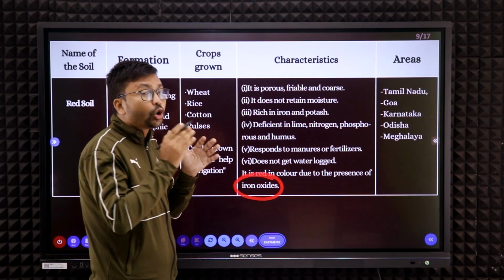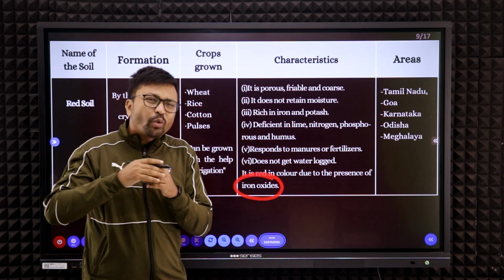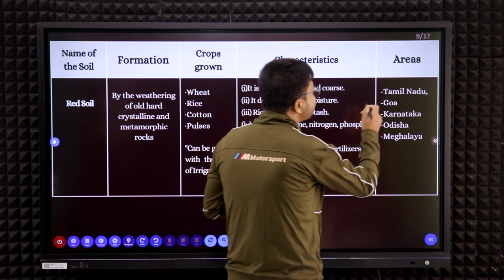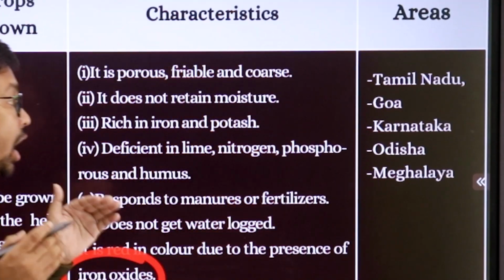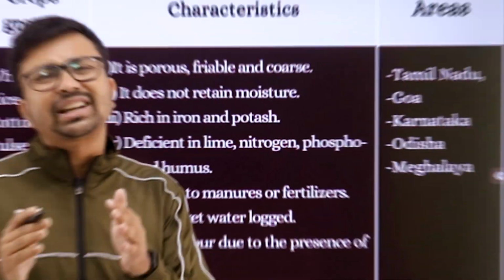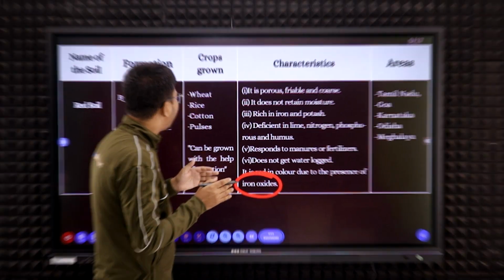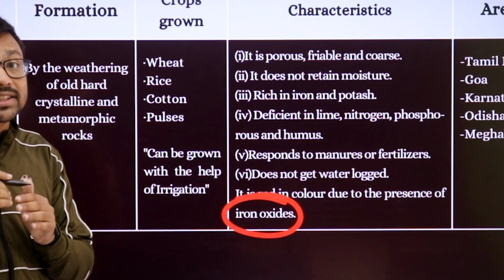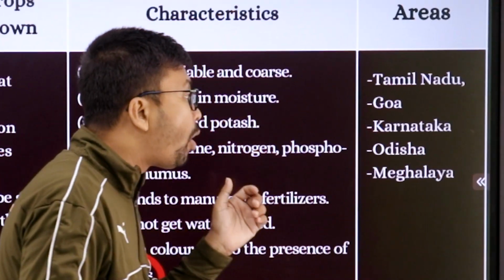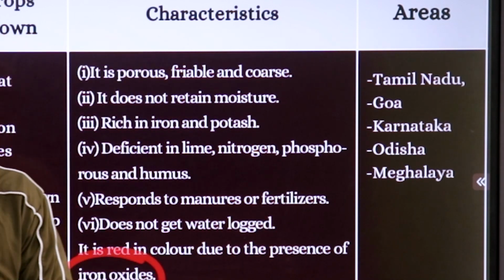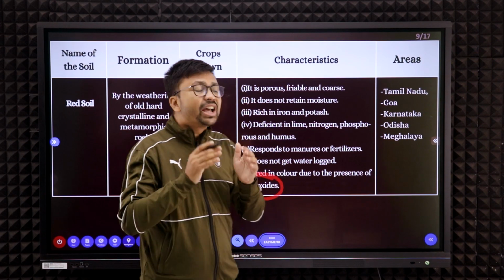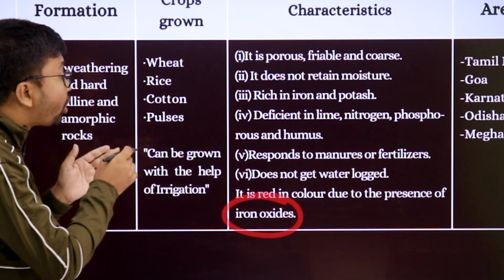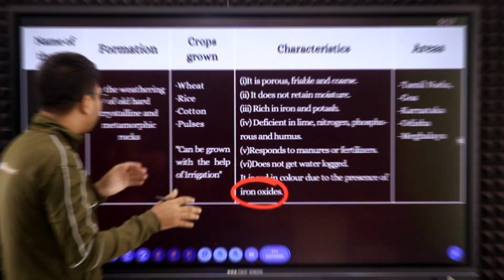Now as I said, those soils are found in such areas where temperature is high and rainfall is comparatively less. So which are the areas? That is Tamil Nadu, Goa, Karnataka, Odisha and Meghalaya. Those are the states which get this type of soil, and it favors the cultivation of wheat, rice, cotton and pulses.